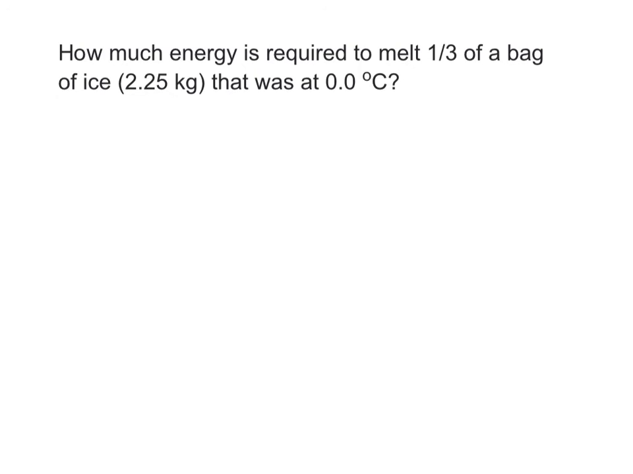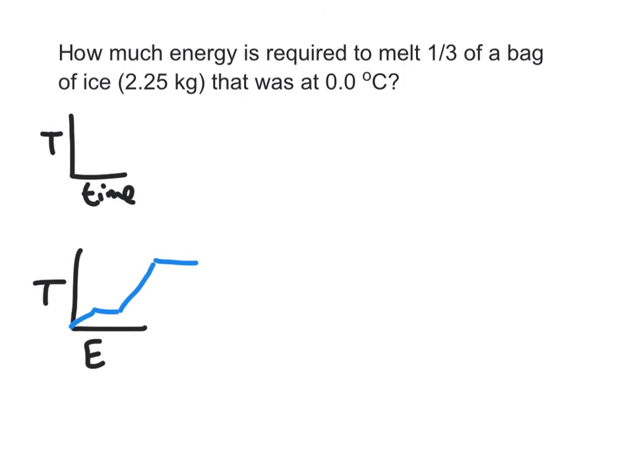So now this one is going to deal with a little different part of the graph. It wants to know how much energy is required to melt a third of a bag of ice, and it tells you how much was in the bag of ice. That was at 0.0 degrees Celsius. So if we do our little temperature versus energy graph, remember, we had this shape in our graph before. This is water, so it would be the same kind of deal here. And so what stage of this are we at? Well, we're at this one where it's melting.